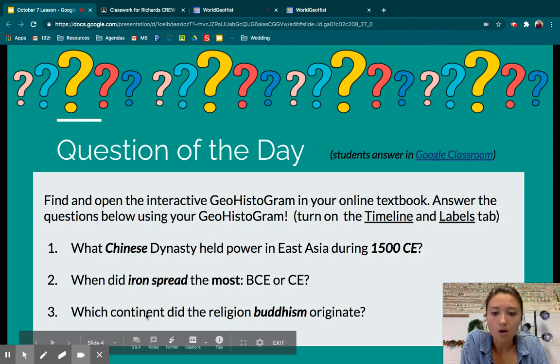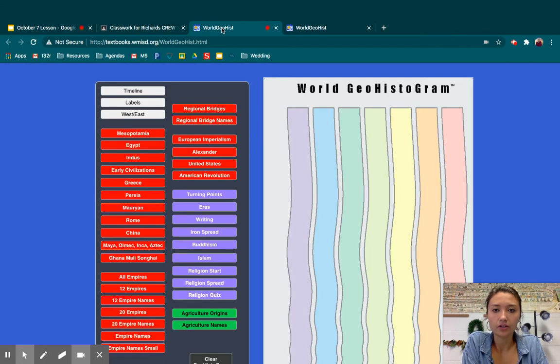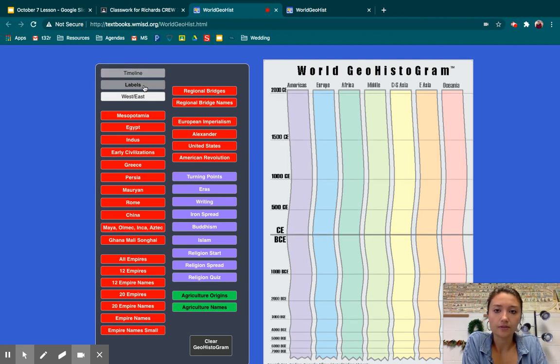And then lastly, on which continent did the religion Buddhism originate? This one was a little tricky. I potentially should have written country instead of continent. But either way, here we go. So in our geohistogram, we have our timeline and our labels. And let's go and find Buddhism. There it is. So I choose that. All right. So it's only in two different colors, okay? In two different areas. And so we look at the top here, and it's Central and South Asia and East Asia. All right. So your answer was Asia, okay?